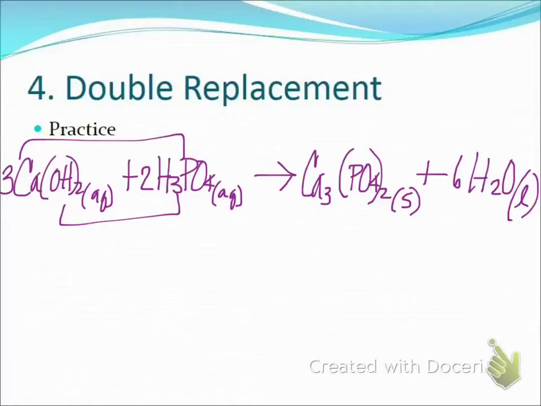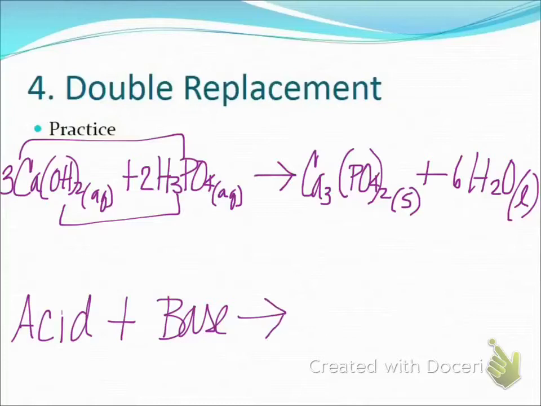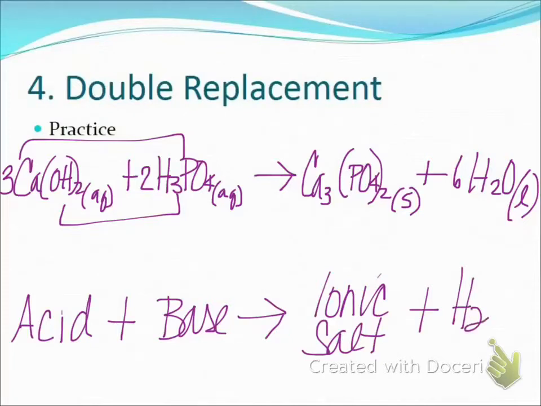Now, this is a special type of double replacement reaction. This is an acid-base reaction. An acid, you should write this down at the bottom, an acid plus a base will give you an ionic salt plus water. Liquid water, to be specific. So if it's an acid-base, you are going to have a reaction happen.